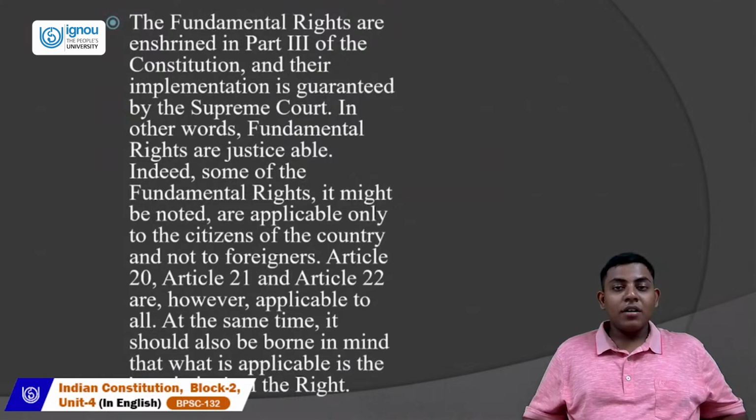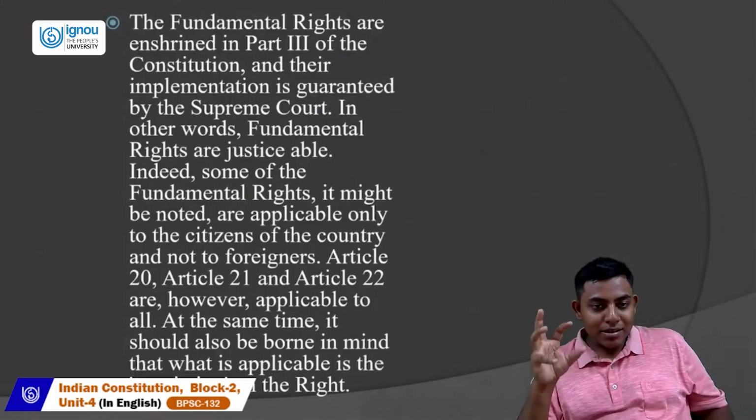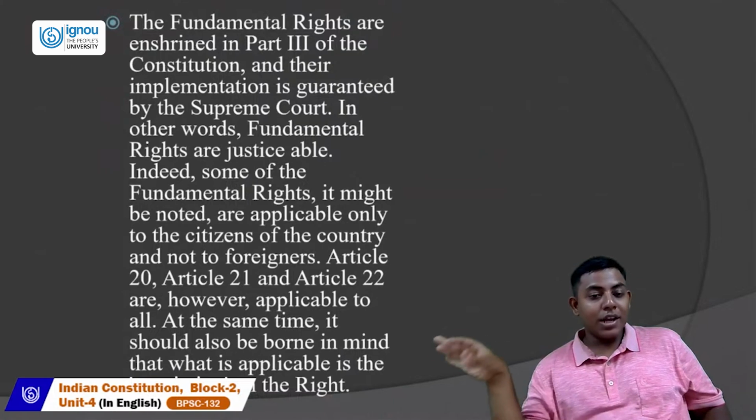That is, writ of prohibition, writ of mandamus, writ of habeas corpus, writ of quo warranto, and writ of certiorari. So these are some of the writs that are there for the Supreme Court to directly take cognizance and act. There are certain provisions of the fundamental rights which are applicable only to the citizens of the country, and there are certain which are applicable to all, including foreigners.